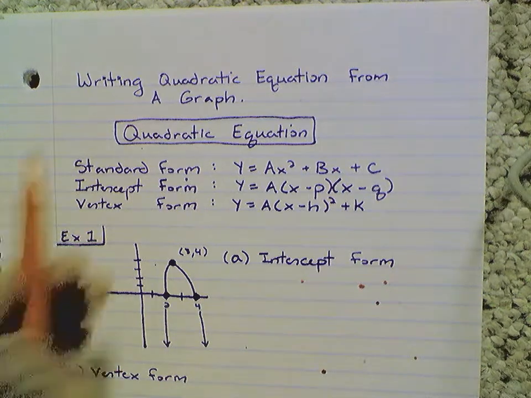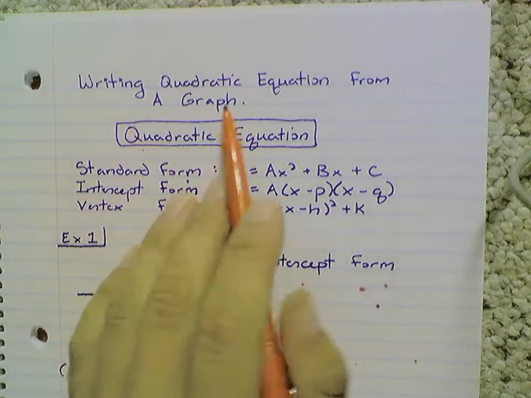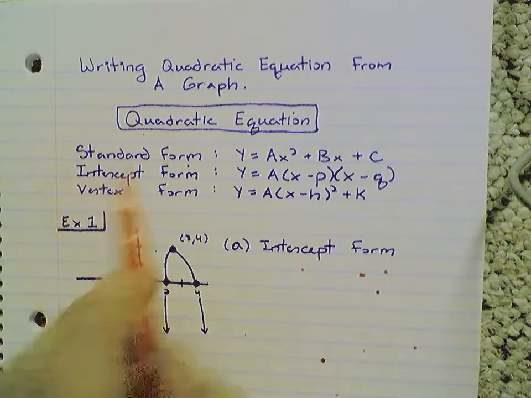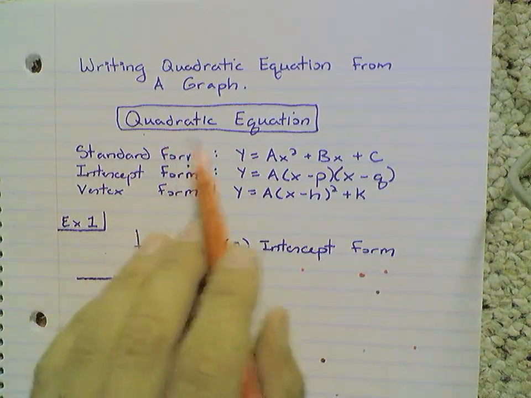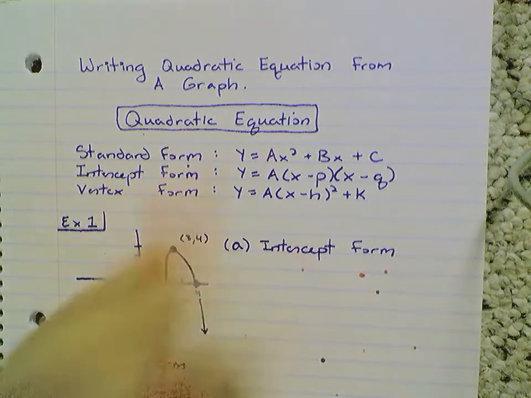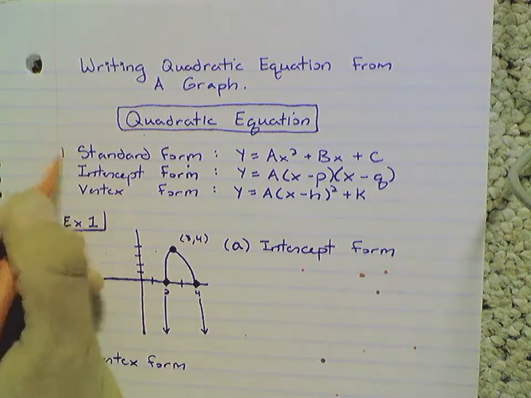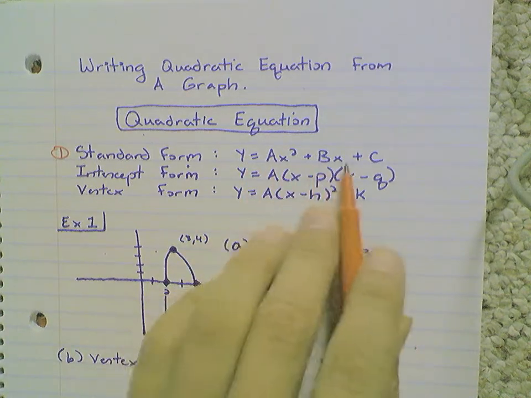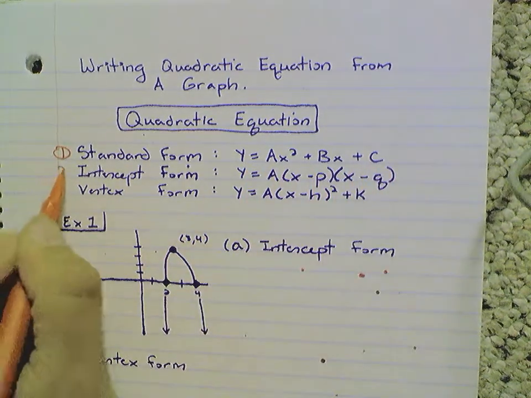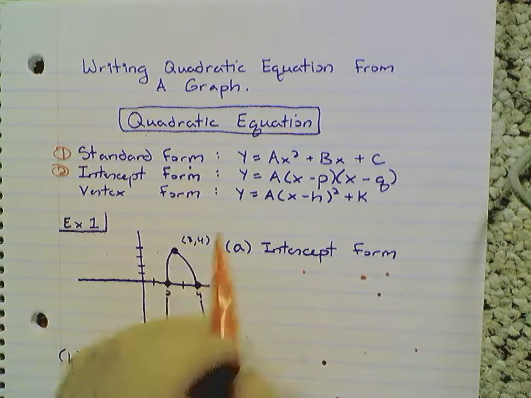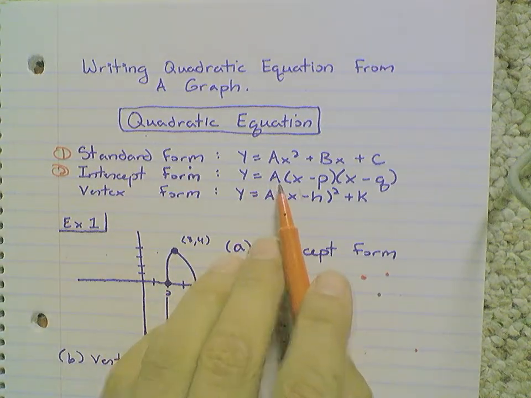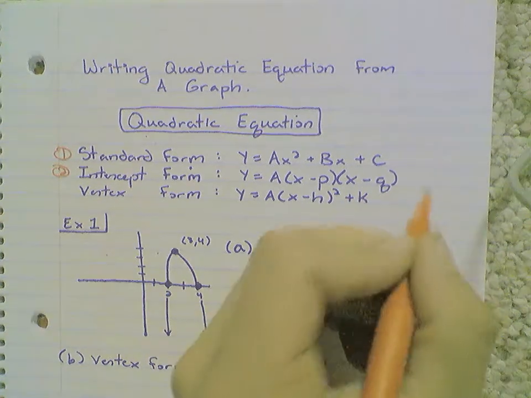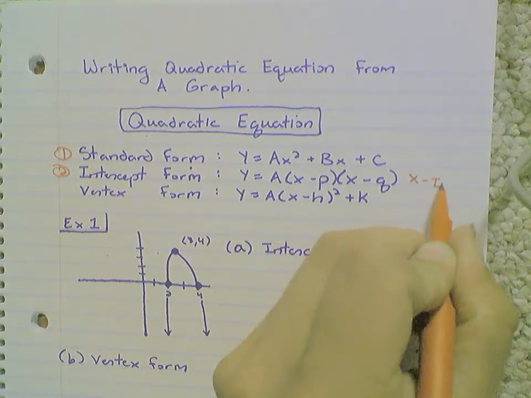Here we're going to look at an example of writing a quadratic equation from a graph. Before we get started though, we want to go over the different forms of writing quadratic equations. There are three different forms. The first one is standard form, which is y equals ax squared plus bx plus c. The second one is intercept form, which is y equals a times x minus p times x minus q. We usually use this when we have the x-intercepts.